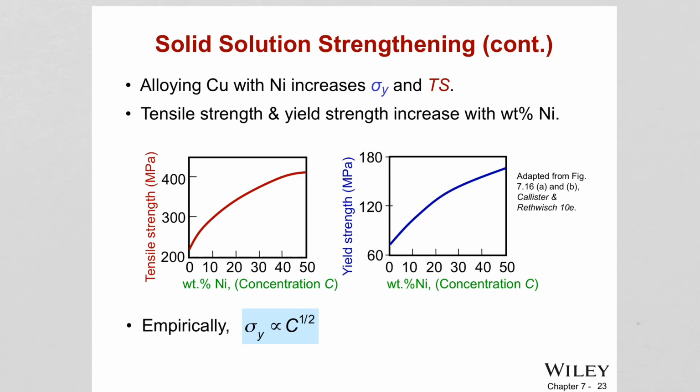One such system can be alloying copper with nickel. Adding nickel to copper increases the yield strength and tensile strength. So if we look at the experimental results here, we are seeing both the yield strength and the tensile strength increase with the addition of nickel.